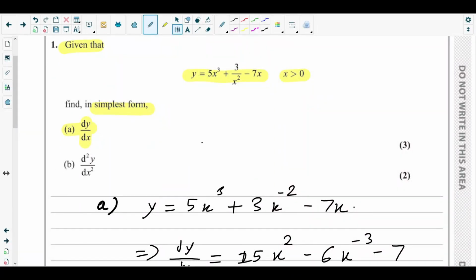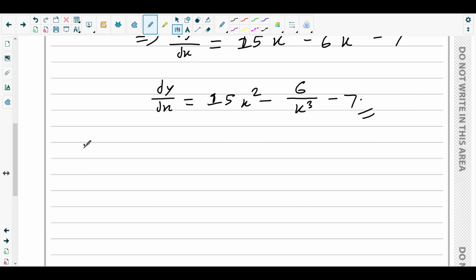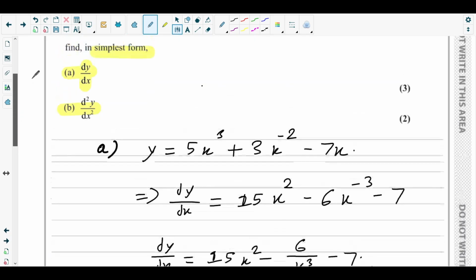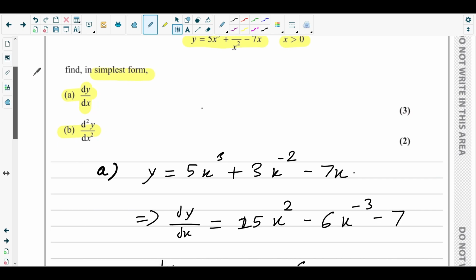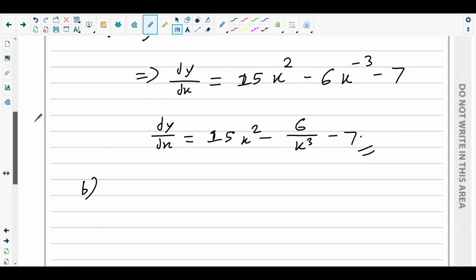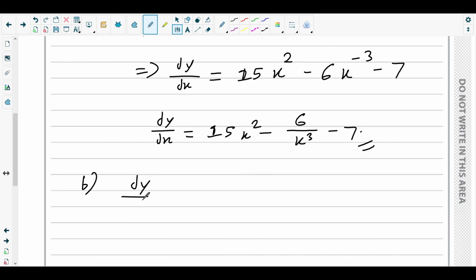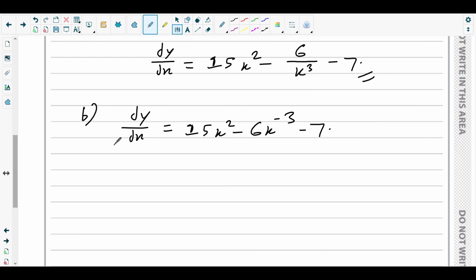Fine. Next is part B. In part B the question is asking to find d squared y over dx squared. This is basically the second derivative. We already have differentiated the equation of y once, so if we differentiate it for the second time, we will get the second derivative. So dy over dx is 15x squared minus 6x to the power negative 3 minus 7. Now differentiate it for the second time.